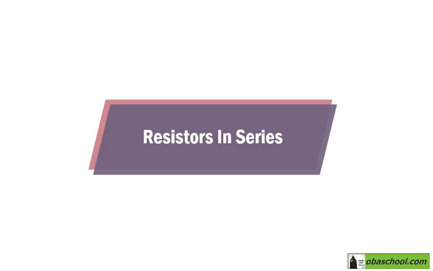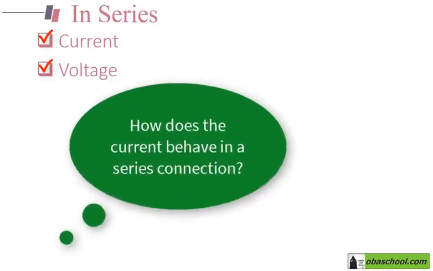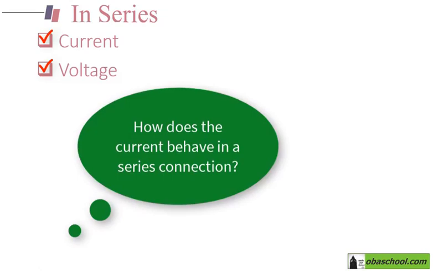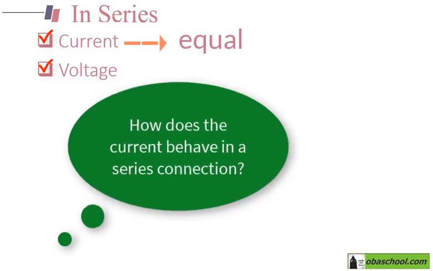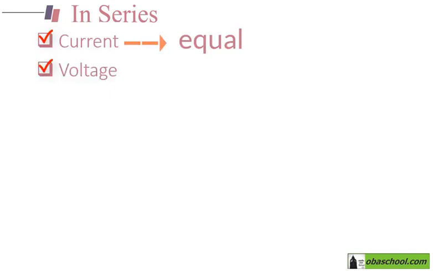Hello, in this video we're going to find the rules for resistors in series. We have checked the rules for current and voltage in series connection. How does the current behave in a series connection? Yes, the current is equal among the components of a series circuit.